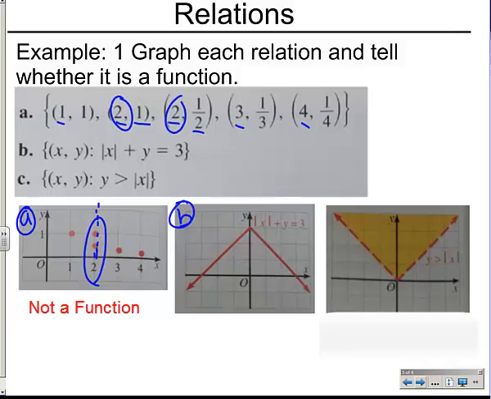B, this one is going to be B right here, and we're graphing the absolute value of x plus y is equal to 3. So if we turn that into mx plus b, what we'll get is a negative absolute value of x, which creates an upside down V. Now what happens here is each time we go to an x, there's only one output of y. So we have a one-to-one relationship, even though this goes infinitely in all directions. So that is a function, a one-to-one relation.